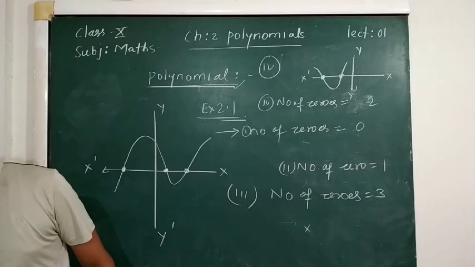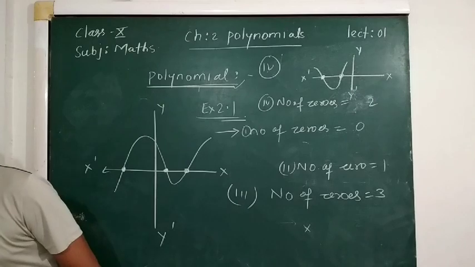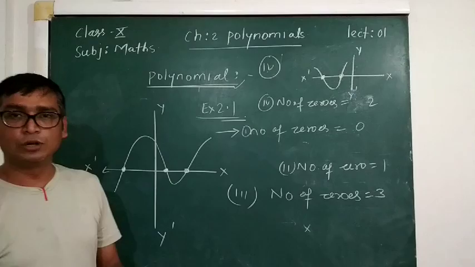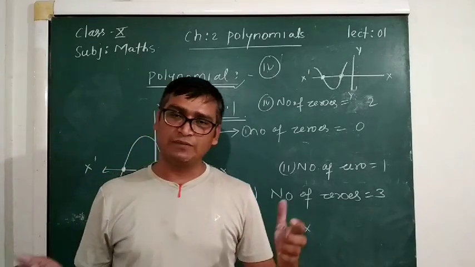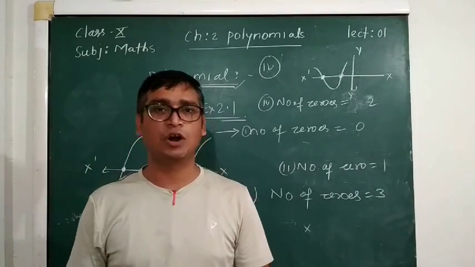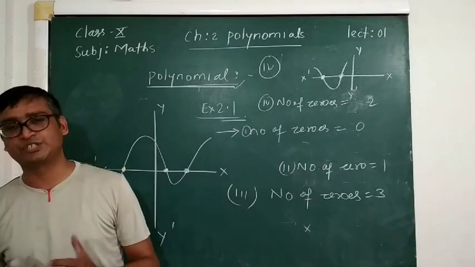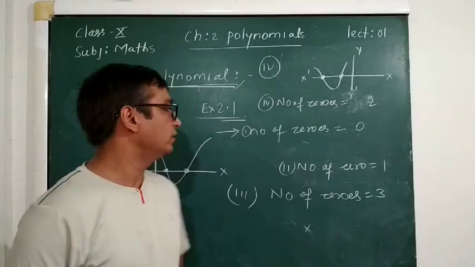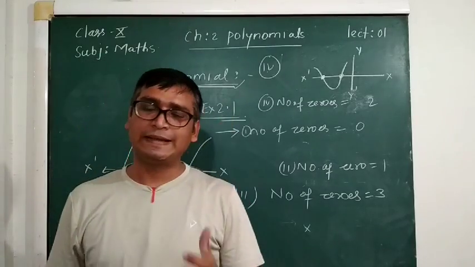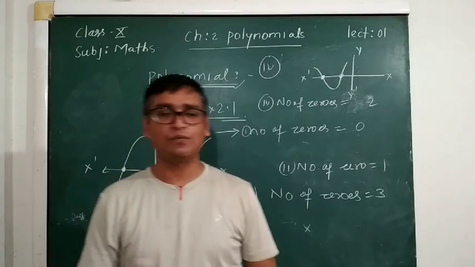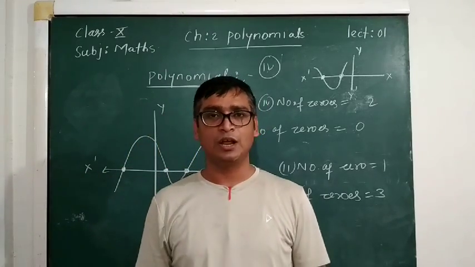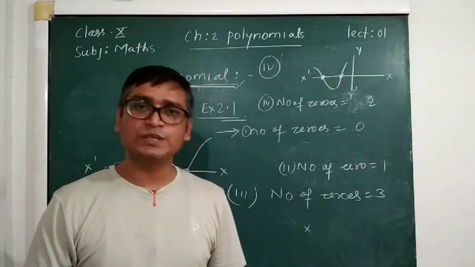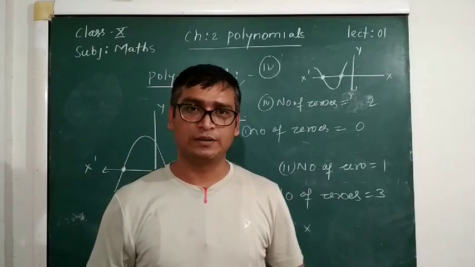So now in this lecture we have discussed how to find out the number of zeros from the given graph, and also the relationship between the given polynomials and their coefficients. Now in the next lecture we will discuss exercise 2.2. In that we will solve the exercise and we will also find the relationship of the zeros of the polynomials with the sum of the zeros and product of the zeros. Till then, thank you.